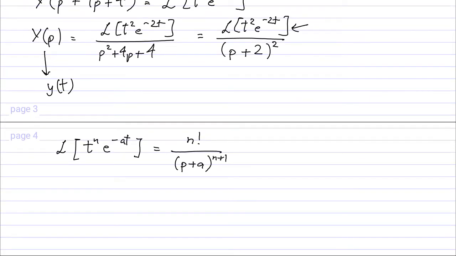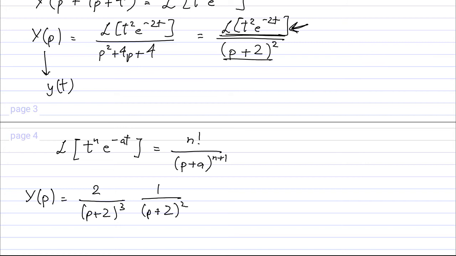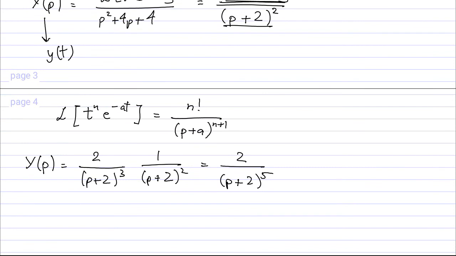So I get that capital Y of p, I can write that as, essentially over here n is equal to 2, so I get 2 divided by, and a of course is 2 as well. So you get over here p plus 2 raised to power 3. That's the Laplace transform of the numerator over here. And then of course you have the denominator, so you have to put that in as well. So you get this thing, and so the whole thing is p plus 2 raised to power 5. So that's the Laplace transform.